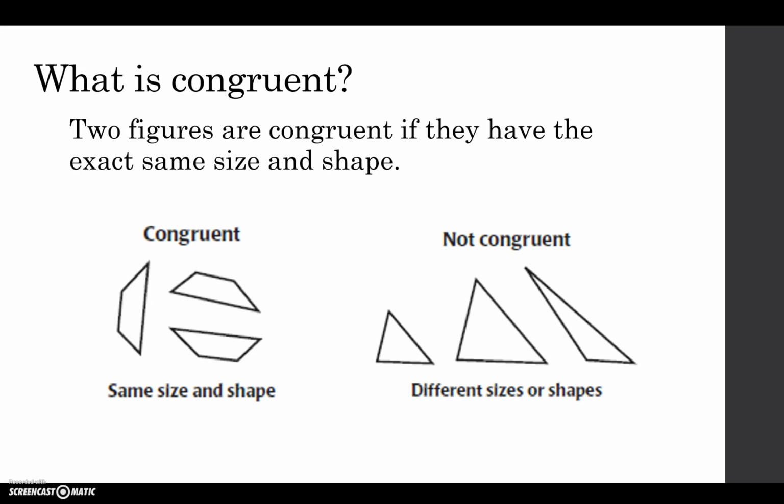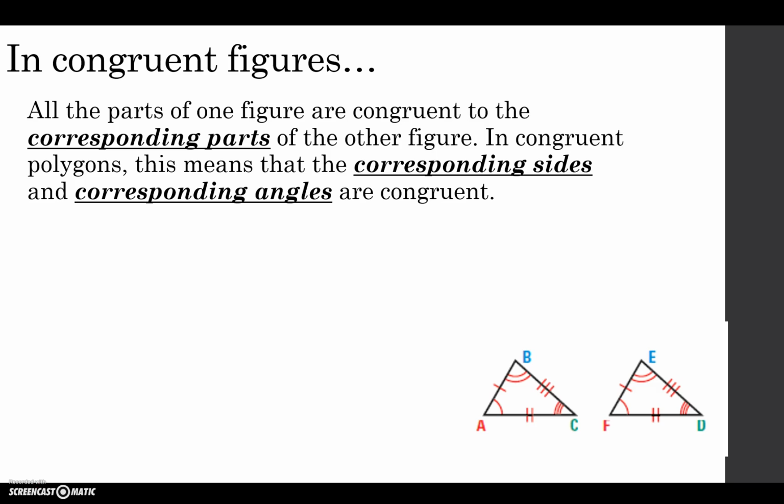So we're looking for the angles and all the lengths to all be congruent. If you can see the figure on the left there, we have the same size and shape. Theoretically, those angles should be the same and the sides are the same, while the ones on the right are clearly not congruent. They have three different sizes, even though they're all triangles. So in congruent figures, all the parts of one figure are congruent to the corresponding parts of the other figure. In congruent polygons, this means that the corresponding sides and corresponding angles are congruent.